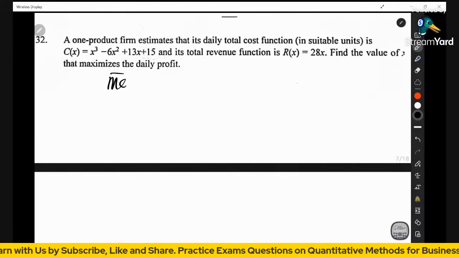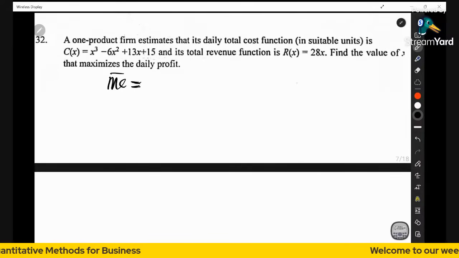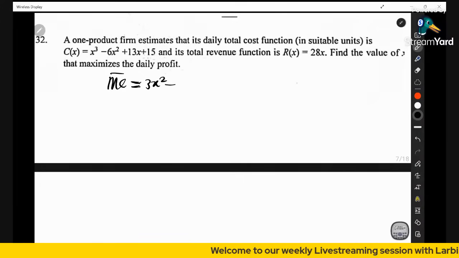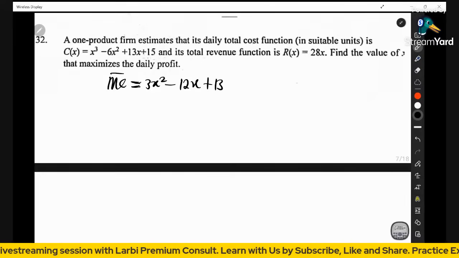So our marginal cost should be equal to the differential of the cost function. Okay, so what are we getting? Differential of s cubed, we are getting 3s squared. Differential of negative 6s squared, we are getting 12s. Differential of 13s, we are getting 13. And differential of 15, we are getting 0. So that's our marginal cost.